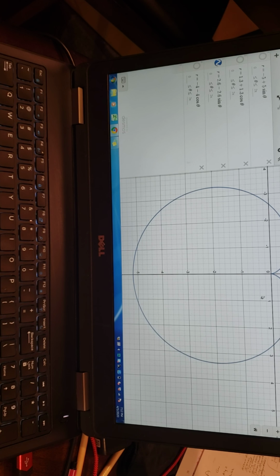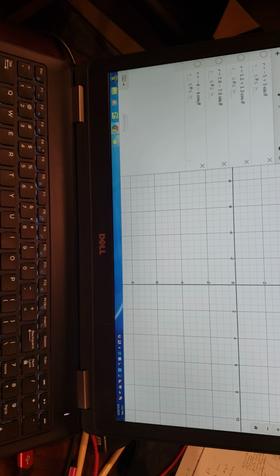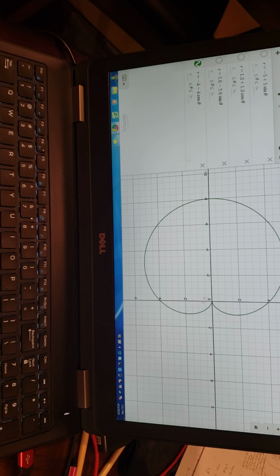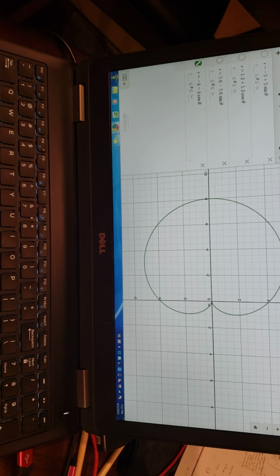And the last: the absolute value of A is 4. The absolute value of B is 4. Cosine is being multiplied by -4, so B is negative. So this means it's going to open to the left. And it's got a total length of 8. It's pinched at 0, 0. Notice this is 4, as well as this little piece right here has a length of 4.